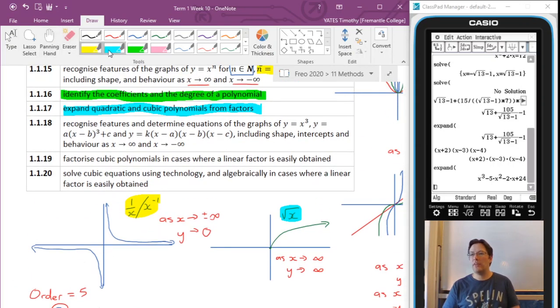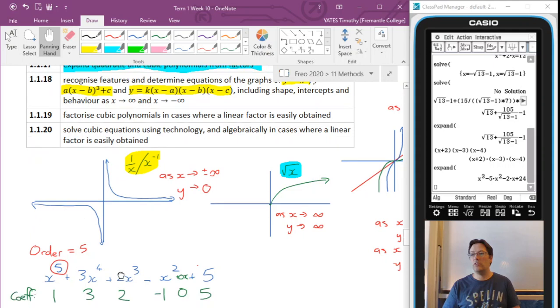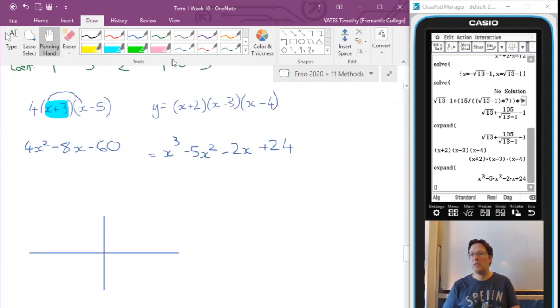So we need to be able to recognize key features of y equals x cubed, y equals a(x take b) cubed plus c, and this one here, including its shape, intercepts, and behavior. So let's have a look at our basic one first. So a basic one is y equals x cubed, and that looks a little bit like that. That's not going to be a perfect one. So that's y equals x cubed, but it'll look something like that.